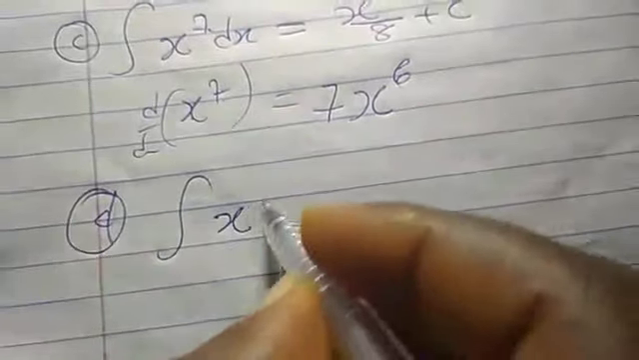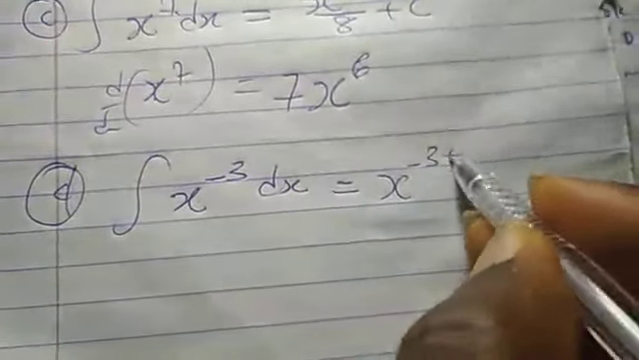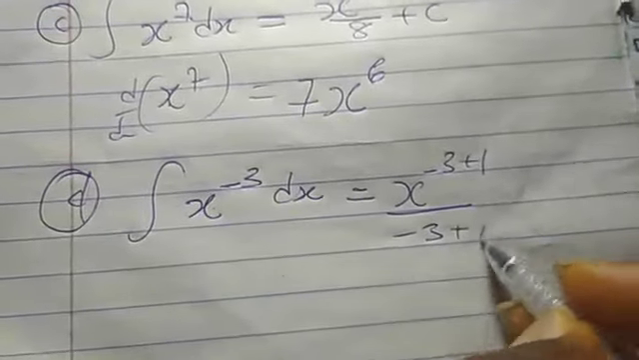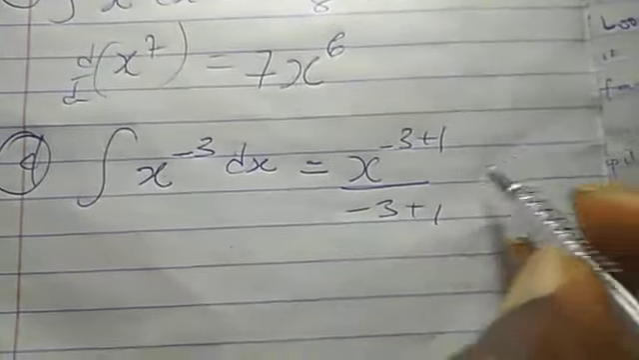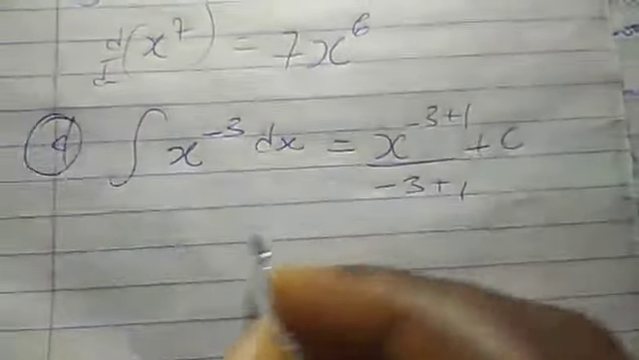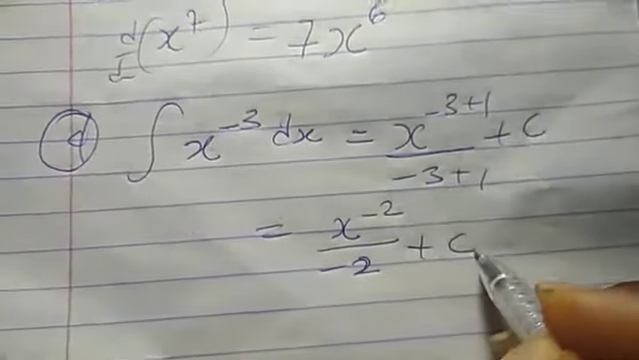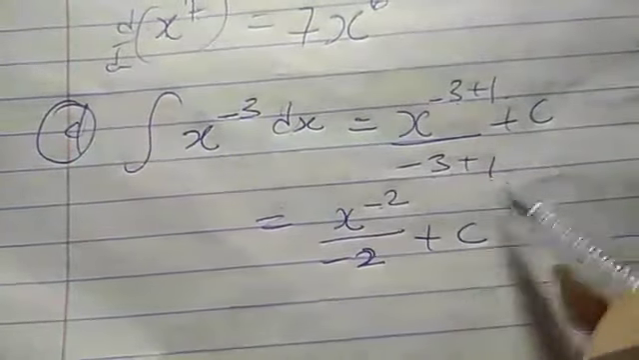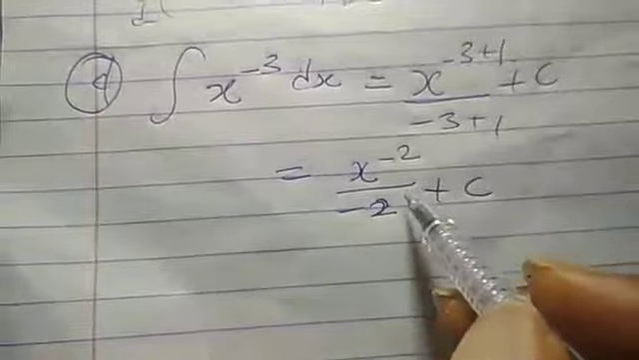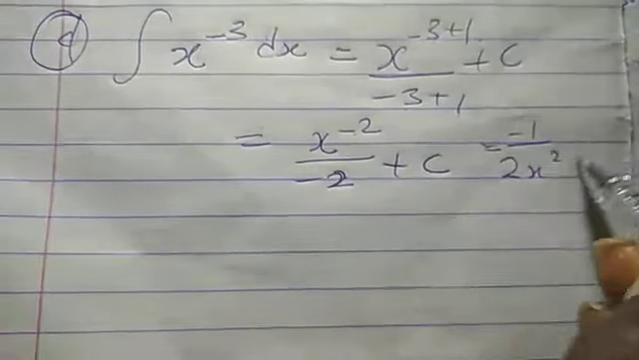Let's say we want to integrate x to the power minus 3 dx. If I integrate x to the power minus 3, it will be x to the power minus 3 plus 1 over minus 3 plus 1. That is, you just increase it by 1, then over that answer, plus c. And that will be x to the power minus 2 over minus 2 plus c, because minus 3 plus 1 will give me minus 2. So finally, if I simplify this, I should have 1 over 2x squared plus c.